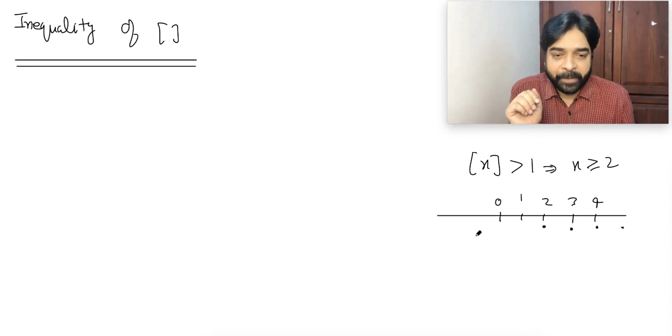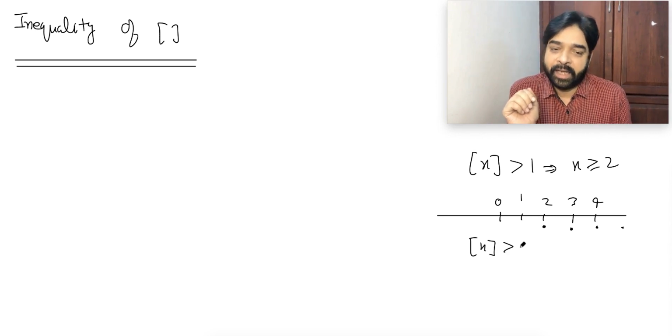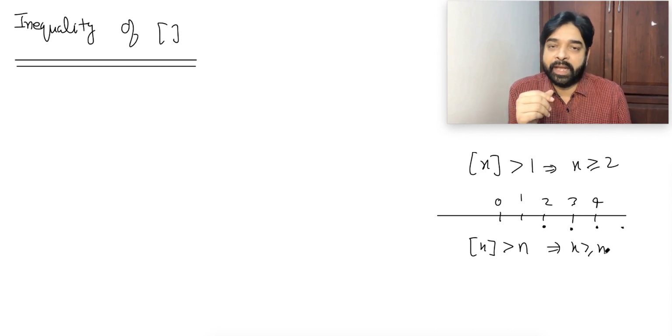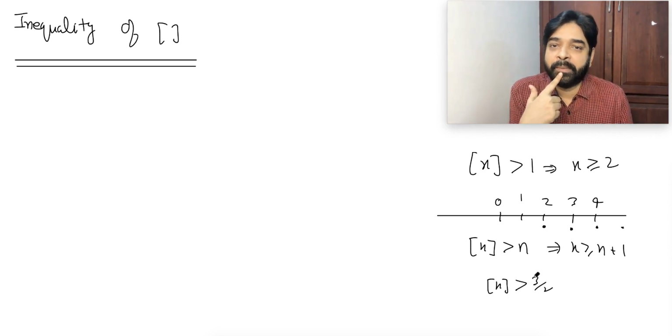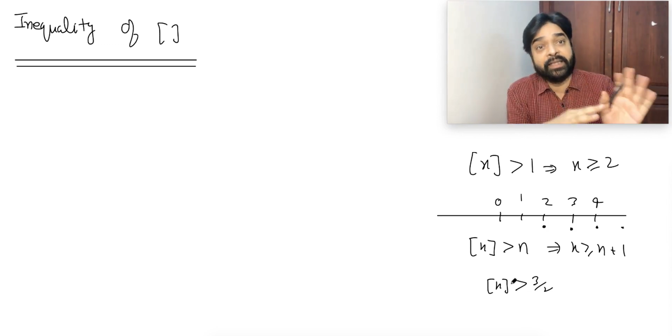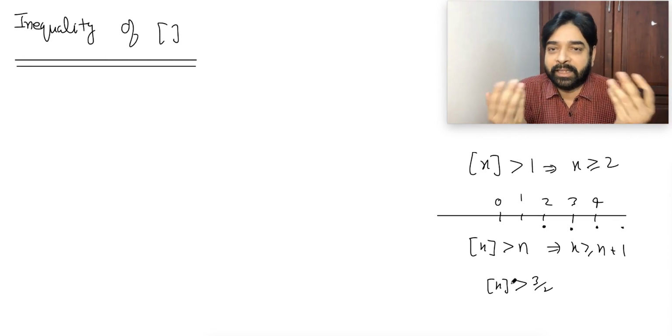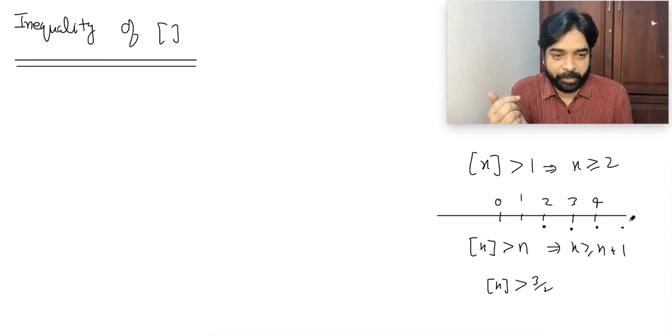Same way, if I say the greatest integer of x is greater than n, where n is an integer, what is the possibility? Orally you can think x is greater than or equal to n plus 1. Did you understand the point? Same way, if I say the greatest integer of x is greater than 3 by 2, is it possible? Yes, very much possible. Greater than 3 by 2 means either 2 or 3 or 4. Then also this answer will hold.